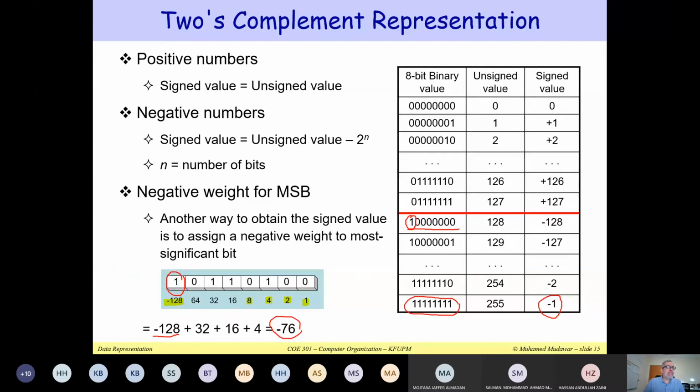Is this clear? Yes. Do we assume that it is always an 8-bit binary value? No. It can actually be 32 bits. I'm going to show you in a minute. When you are dealing with the MIPS architecture, we are dealing with 32-bit registers, and each register can store a 32-bit integer, not just 8 bits.